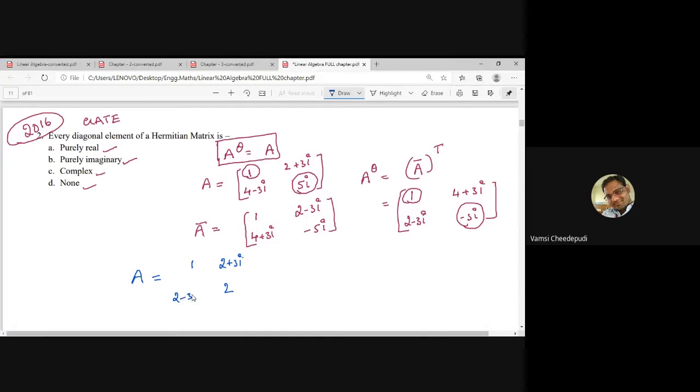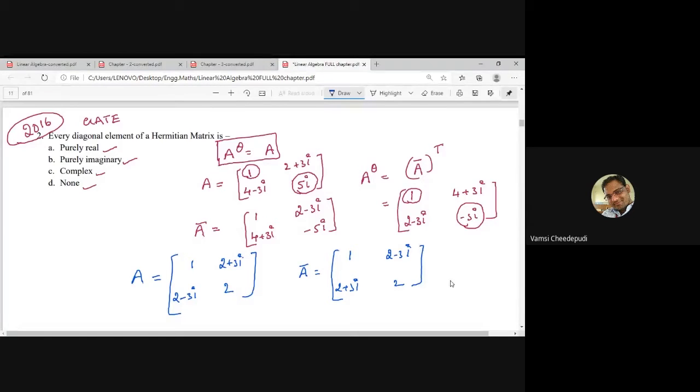2 minus 3i. Now let us see this matrix A. For A bar, the conjugate of 1 is 1, the conjugate of 2 plus 3i is 2 minus 3i, and this is 2 plus 3i, and the conjugate of 2 is 2, because 2 is a real number.